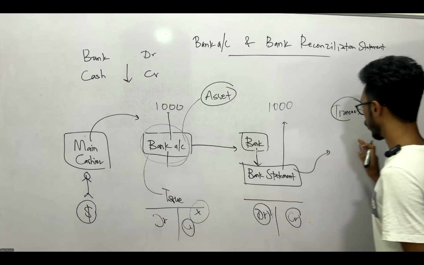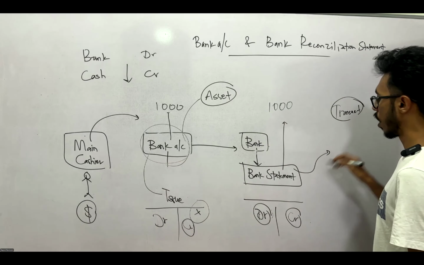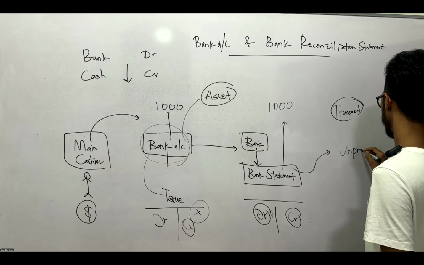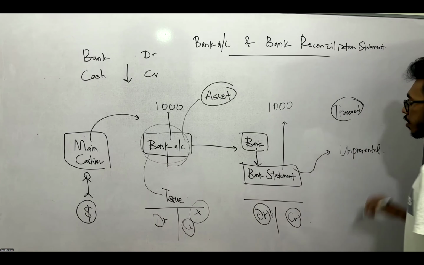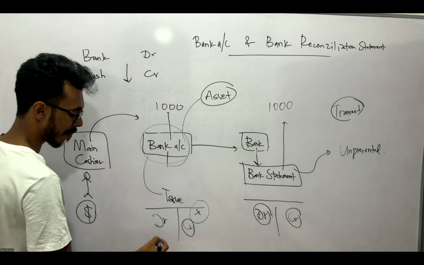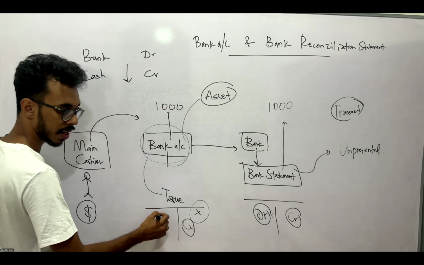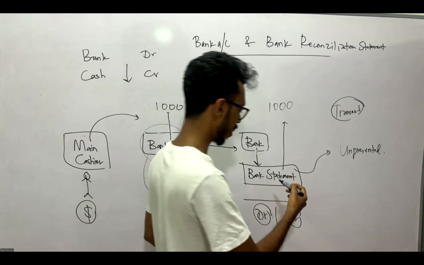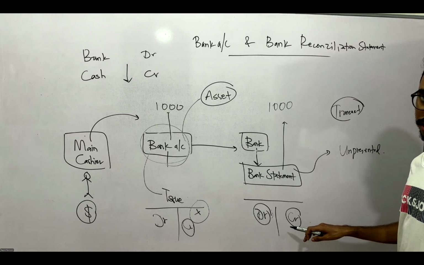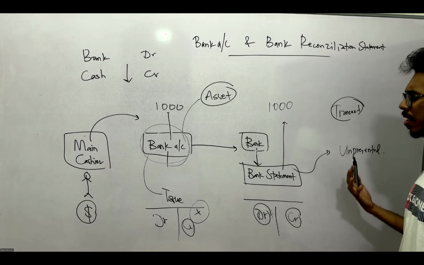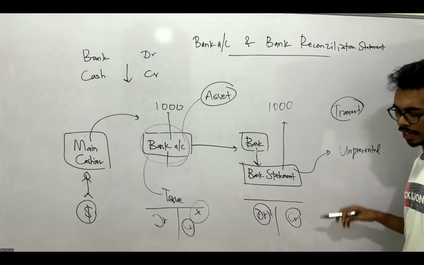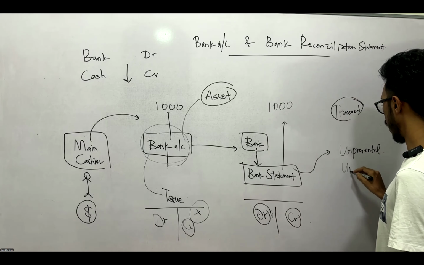equalize. One is due to unpresented checks, where you are not presenting the check somewhere. Or else I'm depositing a check in my bill, and this deposited check is not getting realized. The sign may be wrong, or there may be some other reason. There is some reason it is not getting deposited in my bank account. That means it is unrealized.